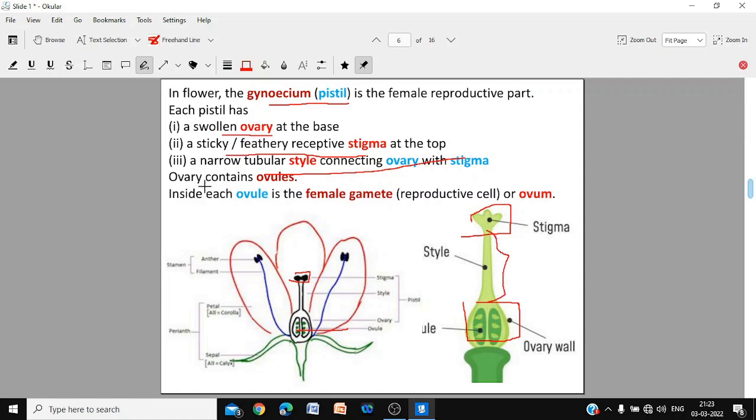The ovary contains ovules. You can see here the ovules. Inside each ovule is a female gamete. The female gamete is also called the ovum. Another name for the female gamete is ovum.